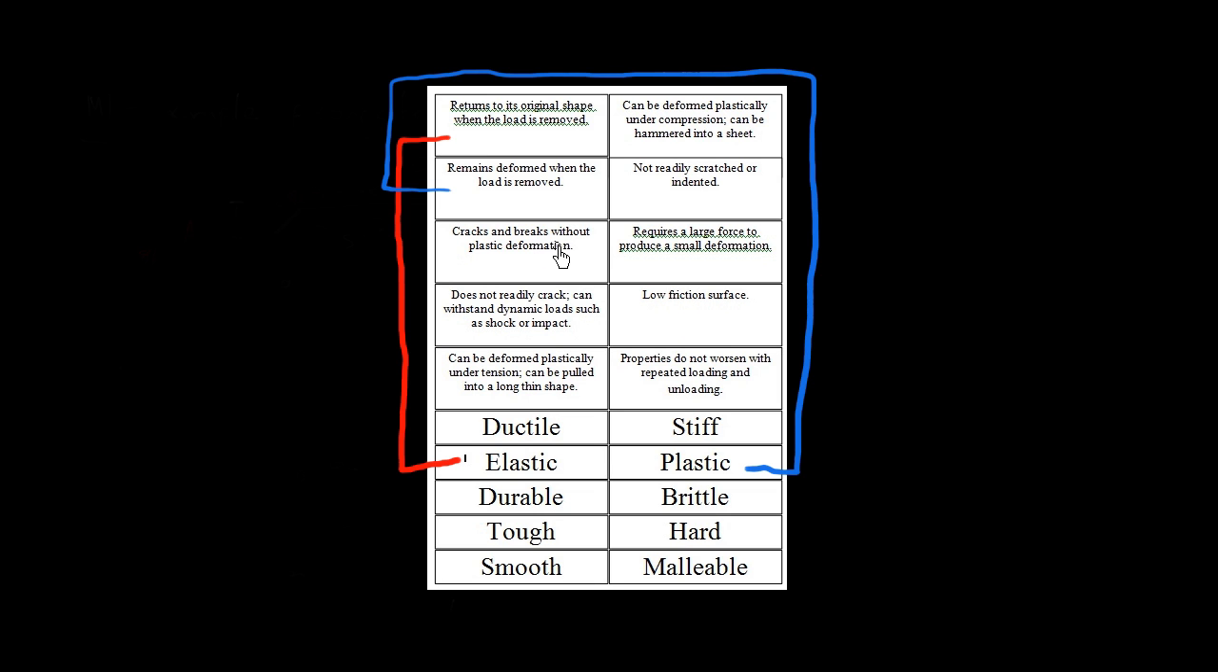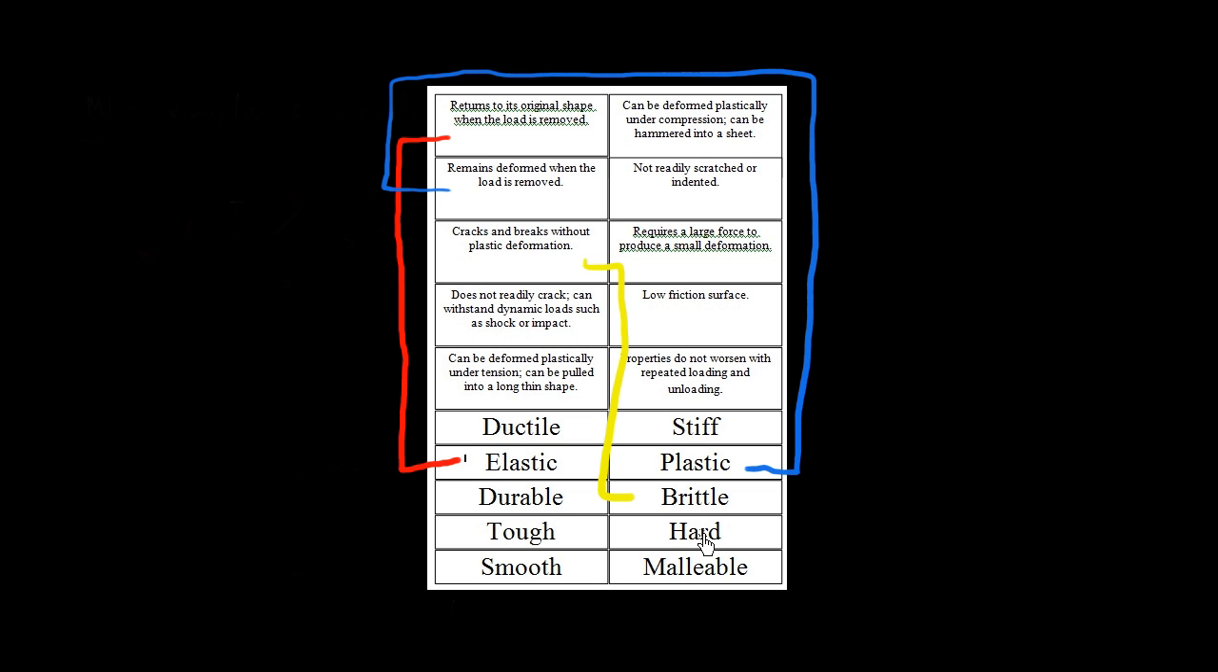Then let's see, cracks and breaks without plastic deformation. Something that cracks and breaks and does not deform plastically, that's something that doesn't have a lot of give. It doesn't absorb a lot of energy. So it's definitely not tough. It's the opposite of tough, which is really brittle. So brittle is something that cracks and breaks without plastic deformation. So let's see, I can do it here. Brittle is over there. So I'm just gonna go like this. Brittle.